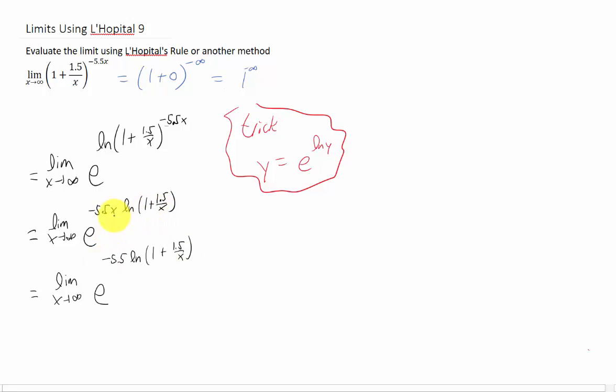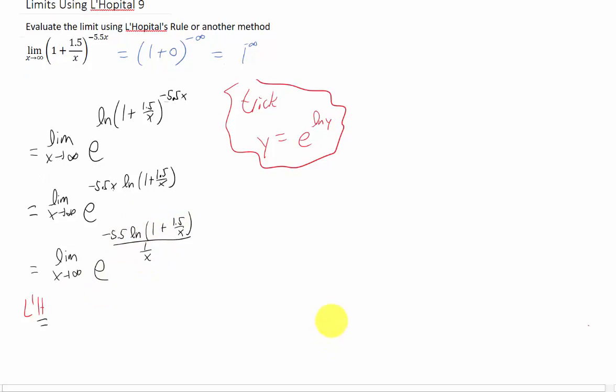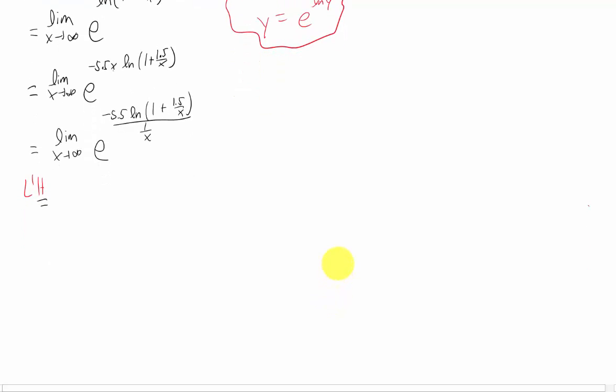I'm going to copy everything down, except I'm going to take this x here and move it to the denominator and call it 1 over x. Now, if we take x to infinity, up here in the power of e, we get a 0 over a 0. And that is something that we can use L'Hopital's rule on.